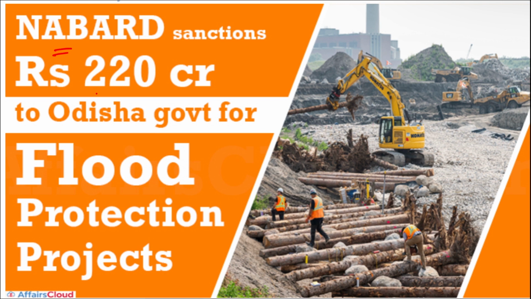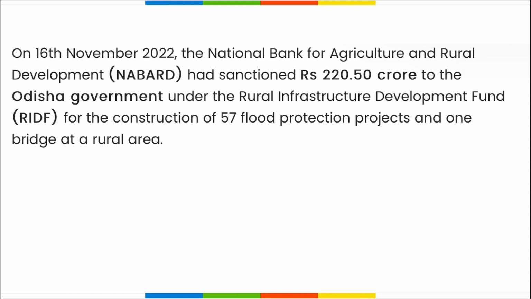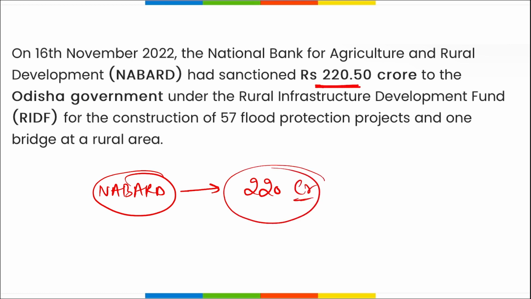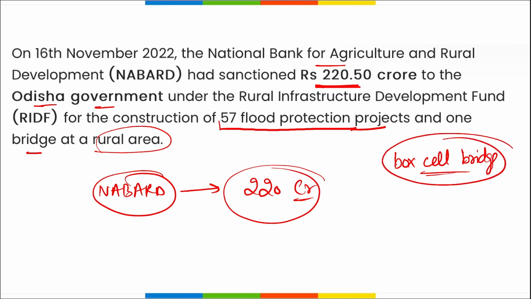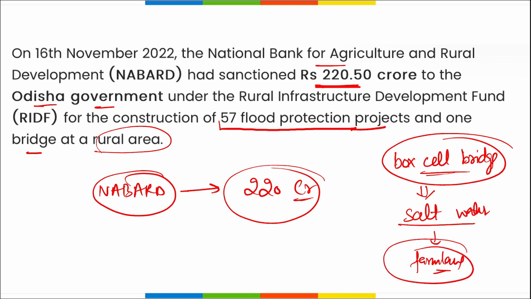Next is Nabard. Nabard sanctions 220 crore rupees to the Odisha government for flood protection projects. Highly important. A direct question will be asked: which organization funded the Odisha government for flood protection projects and what amount was funded? It is Nabard, and they have funded 220.5 crore rupees for the Odisha government, for the flood protection projects and one bridge in a rural area. Apart from these 57 flood protection projects, a box cell bridge will also be built, so that salt water does not go into the farmlands.